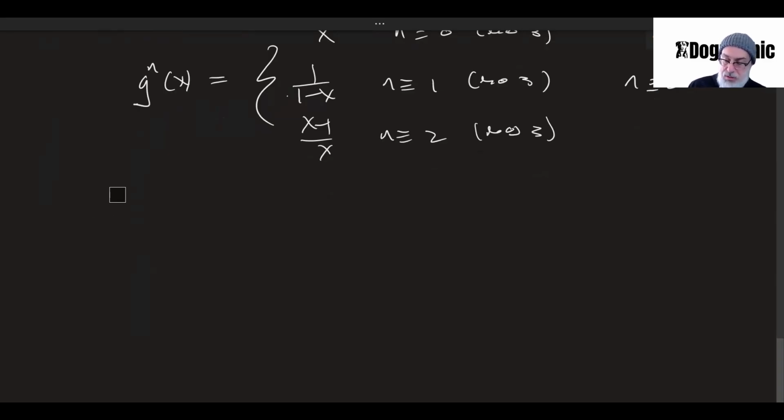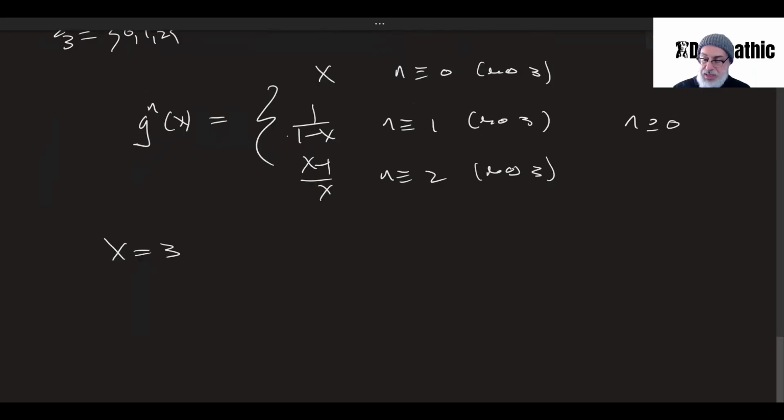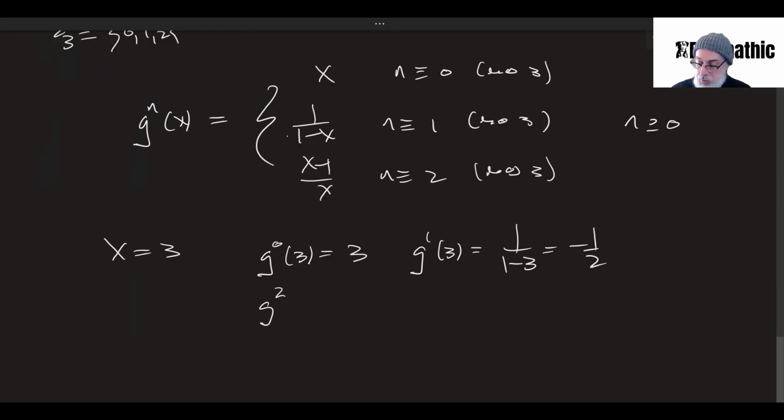Well, let's do this first. Let's look at an example. Let's say x equals 3, just to look at what happens when we are circulating. So g of 0 of 3 is 3. G of 1 of 3 is 1 over 1 minus 3, which is negative 1/2. G squared of 3 is 3 minus 1 over 3, which is 2/3.